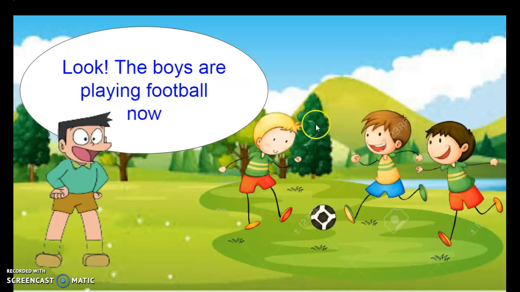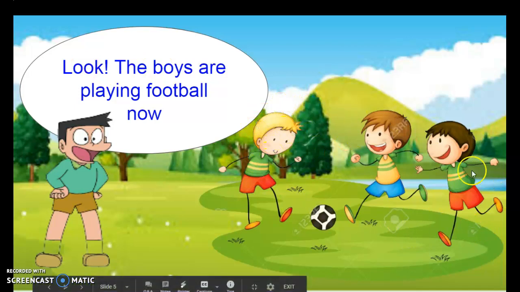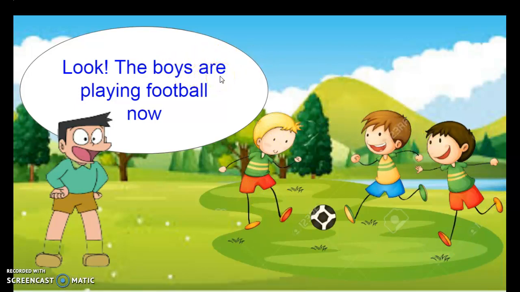Oke, now look at this. Look, the boys are playing football now. Lihat, anak laki-laki itu sedang bermain sepak bola sekarang. Okay, get it? Yes. Kenapa pakai are? Kenapa nggak is? Karena the boys. Boys-nya banyak ya, they. Jadi pakainya are. And don't forget, tambahkan ing setelah kata kerja. The boys are playing. Get it?